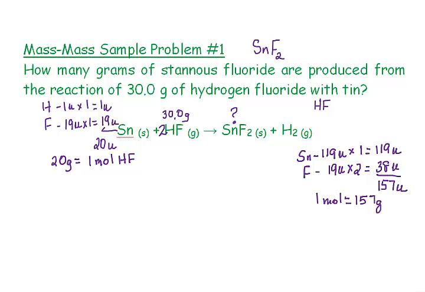Now we're ready to start the actual mass solution to this problem. Always begin with what you're given, which in this case is 30.0 grams of hydrogen fluoride. I'm going to be very precise here. The more precise you are, the easier it's going to be to track these calculations. The first step, remember this phrase: when in doubt, convert to moles. So I'm going to convert hydrogen fluoride in grams to moles. 1 mole of hydrogen fluoride is 20 grams.